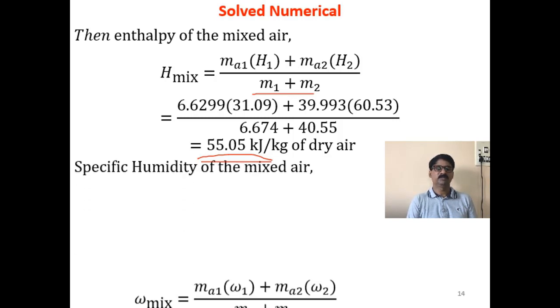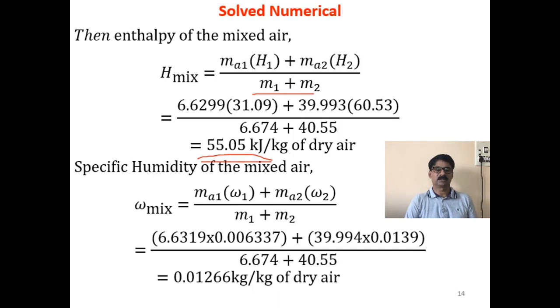Specific humidity of the mixed air, so omega mix. Similar formula, the only thing is H1 is replaced by omega 1 and H2 is replaced by omega 2 in this expression, and after proper substitution and calculation you will find the specific humidity of the mixed air after mixing of streams 1 and 2 is 0.01266 kg per kg of dry air.